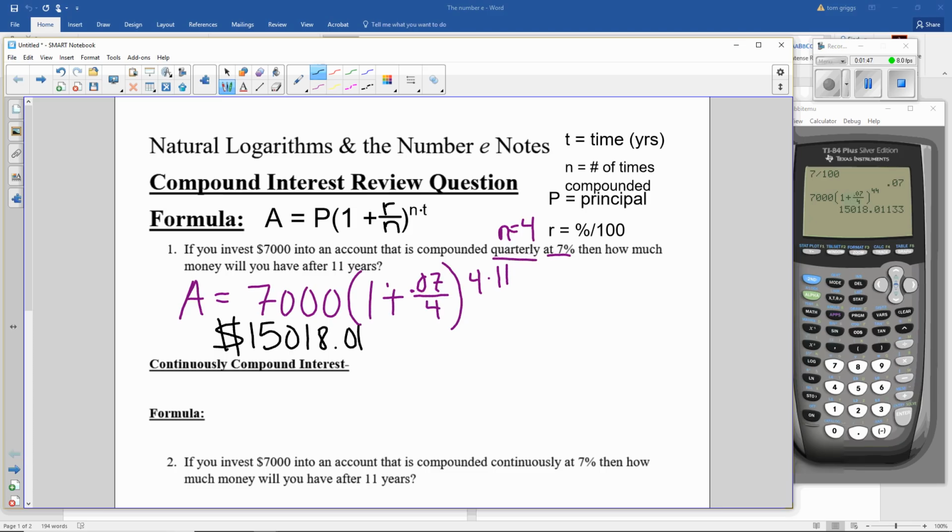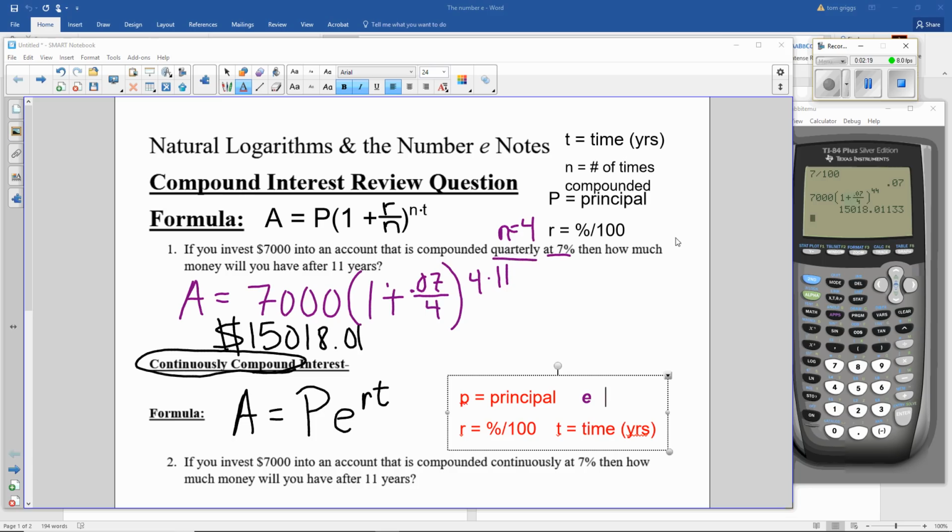The one formula we did not go over is what happens when the interest is compounded continuously. We've talked about quarterly, annually, daily. When it's compounded continuously, like moment after moment, every moment that interest is added into your account, there's a different formula. It's actually a little bit more simple, but A is still the final amount, P is still principal. E is a new one though.